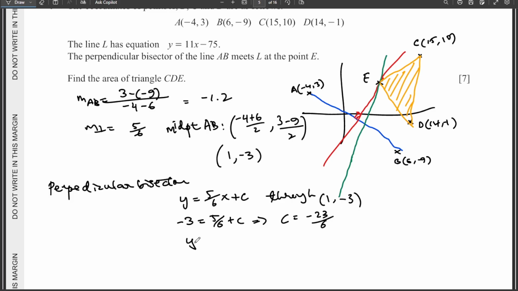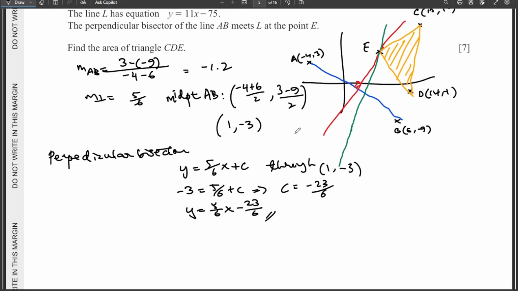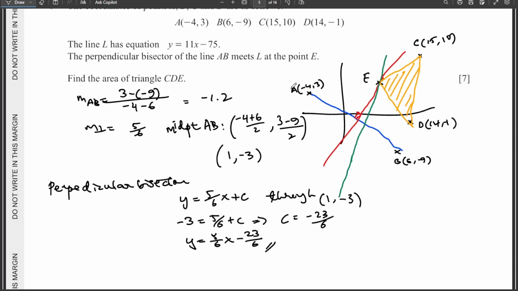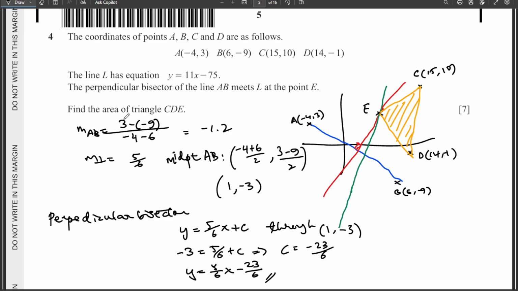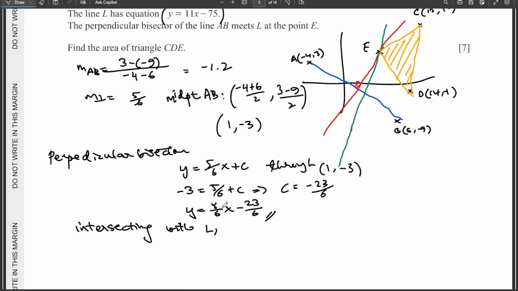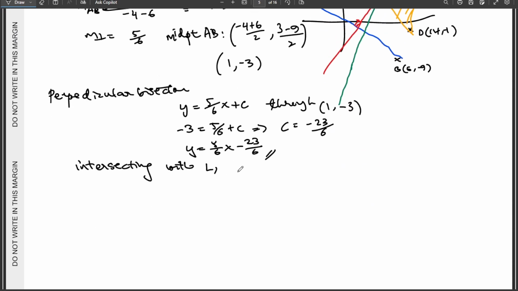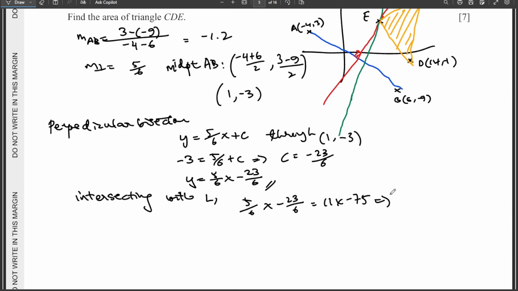Yeah, and then the equation of the line, yep, we got this. Now it's just a matter of finding point E, right? So point E is where it intersects this line L. Intersecting with line L, we can equate these two equations, and then we solve for x. Okay, so solving for x, we get 7, and now we want to find the y coordinate.